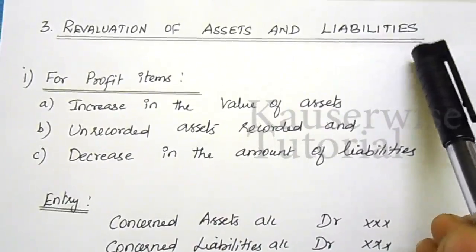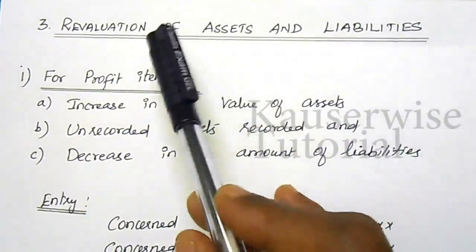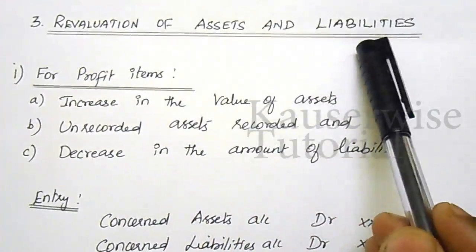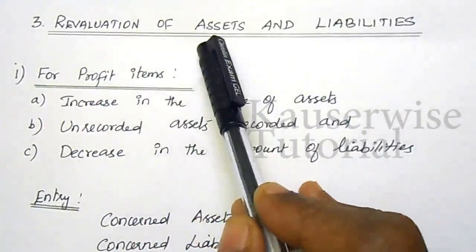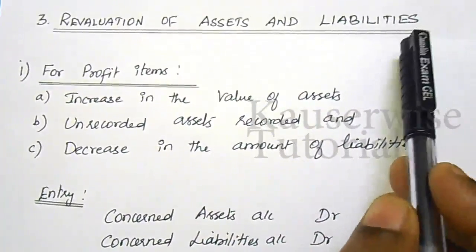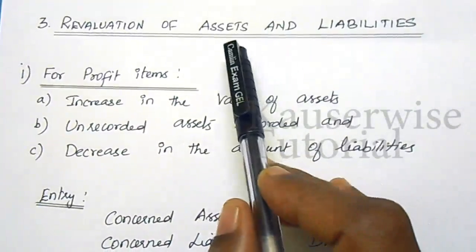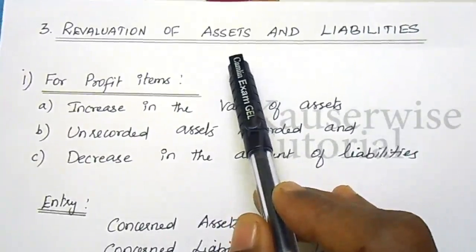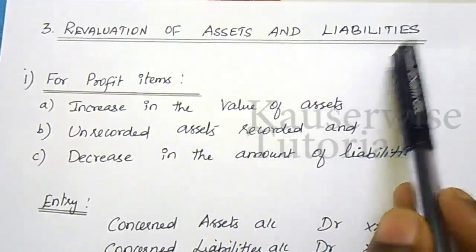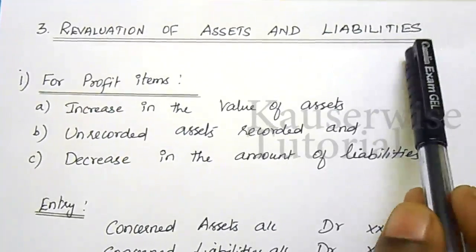At the time of admitting a new partner, the existing partners need to revise or revalue their assets and liabilities. It's called revaluation of assets and liabilities. When they revise the value of their assets and liabilities, there is a possibility of increasing the value of assets and decreasing the value of assets. At the same time, there is a possibility of increasing the value of liabilities and decreasing the value of liabilities.